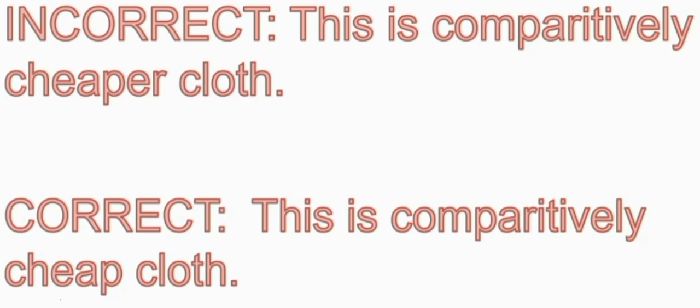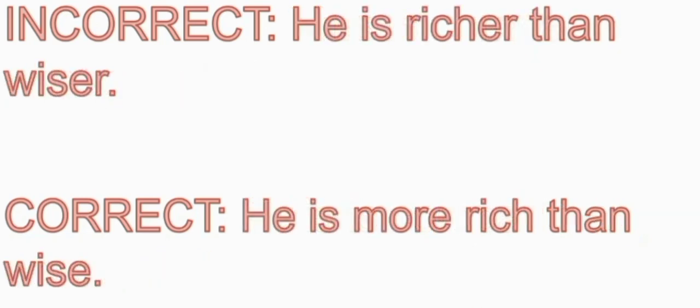"He is richer than wiser." Here richer is not right; more rich is correct, and with the comparative degree you have than after it. So the correct sentence is "He is more rich than wise."